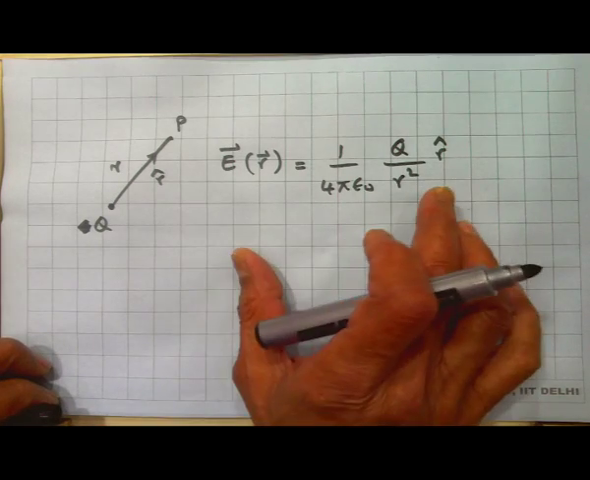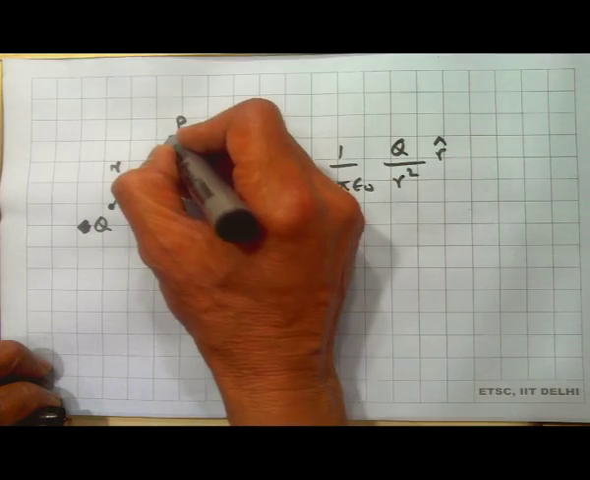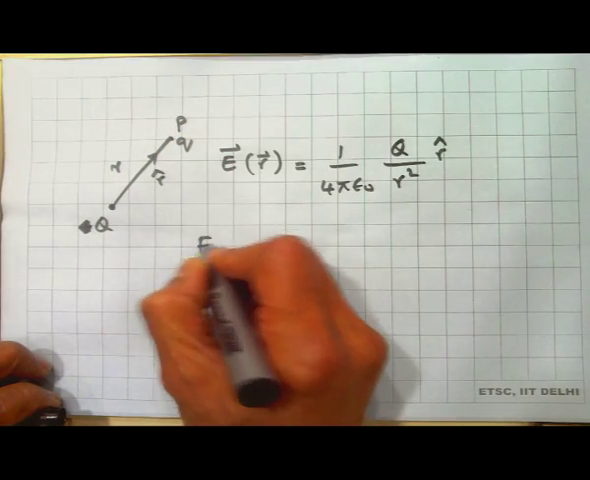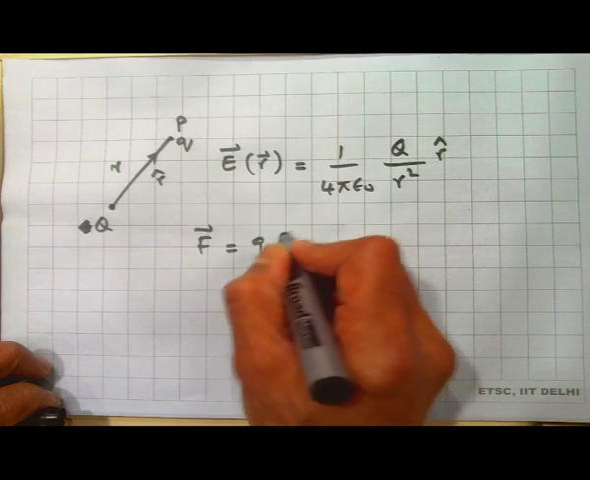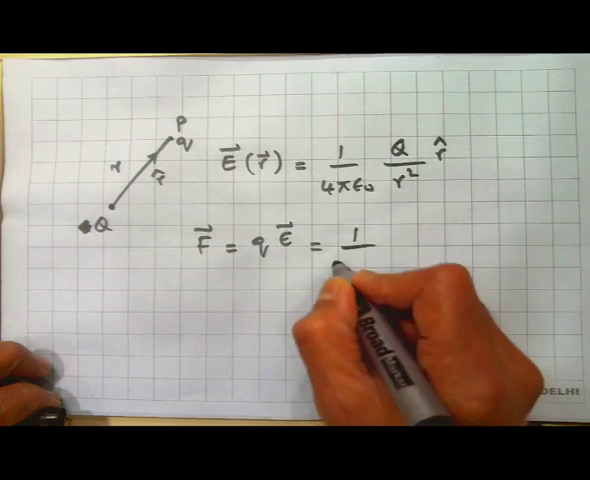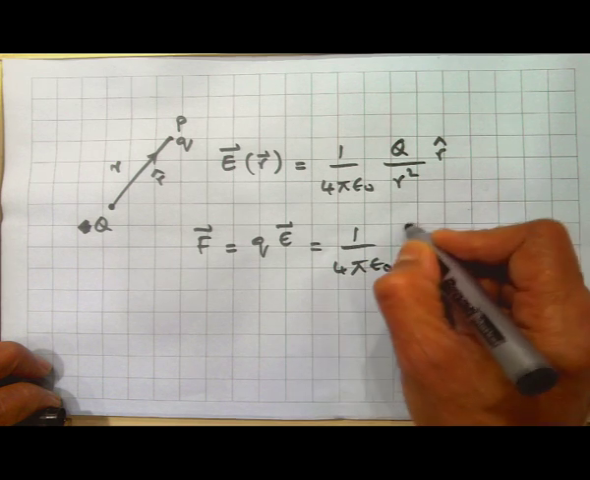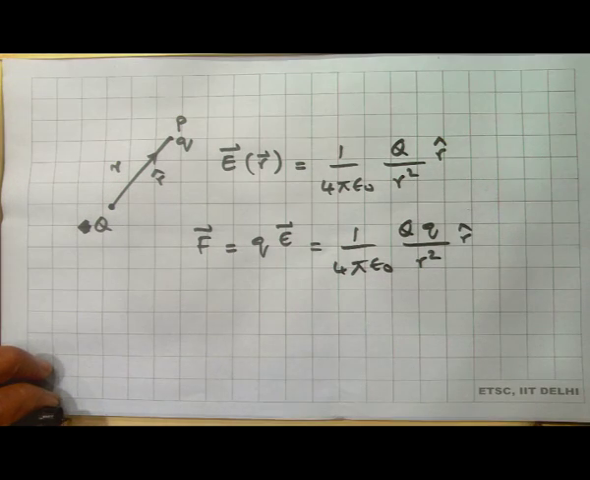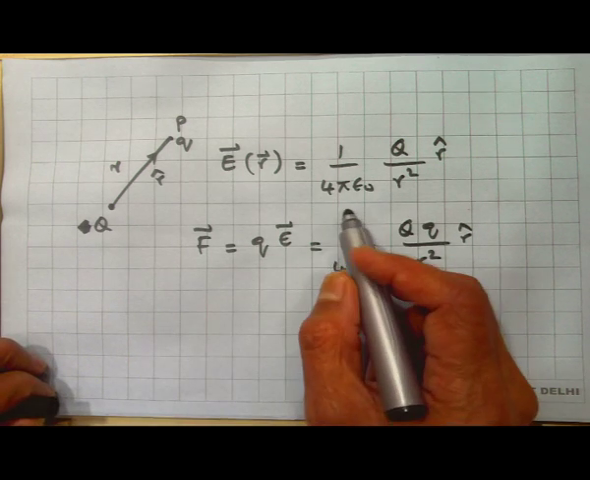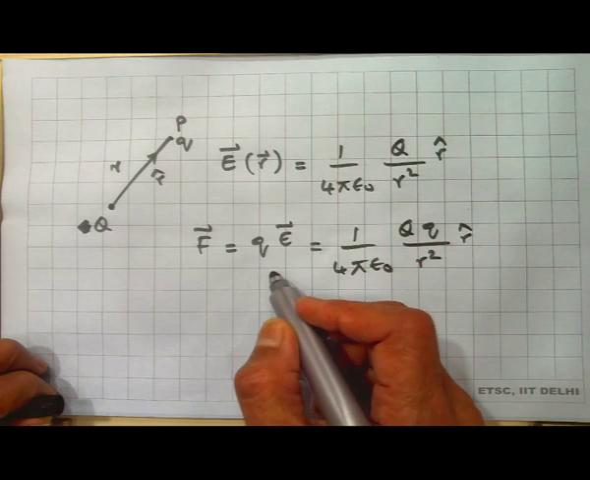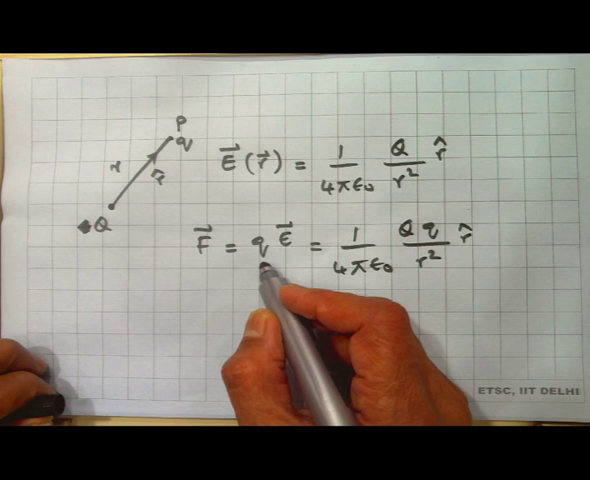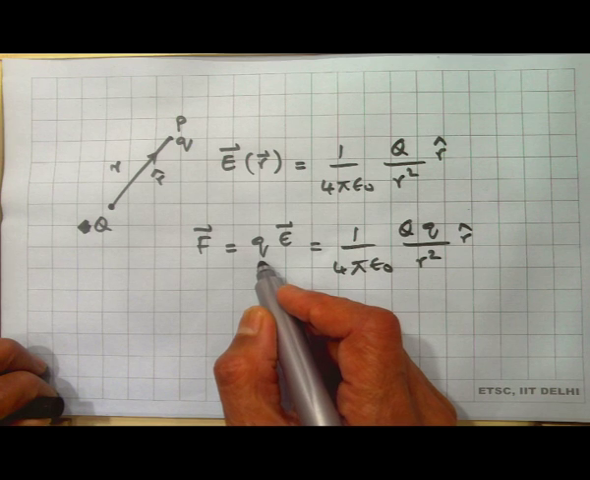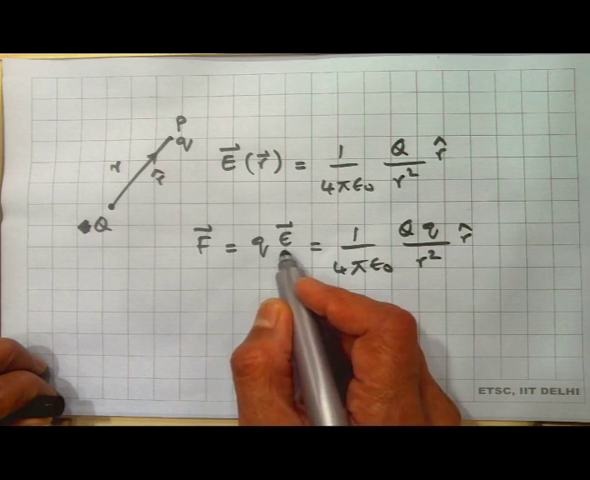So, if this electric field is set up, we then say that if you put a charge small q here, the force acting on that charge is q times the electric field, which is equal to 1 by 4 pi epsilon 0 times q times Q by r square into r cap, which is nothing but Coulomb's law. So, what we say is every charge sets up an electric field, and that electric field then exerts a force on any other charge present in the space, and the force is given by the product of the charge and the electric field.